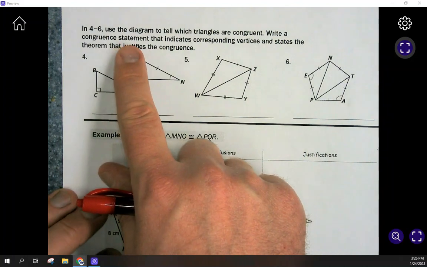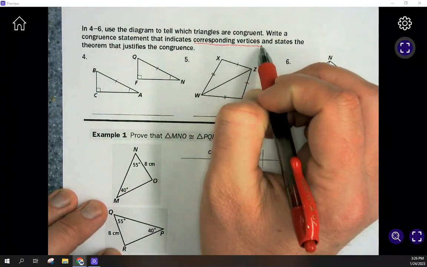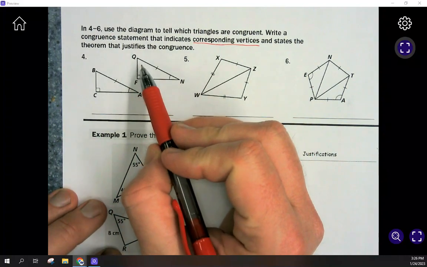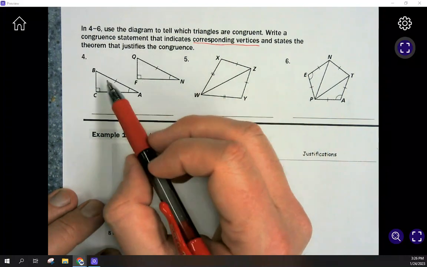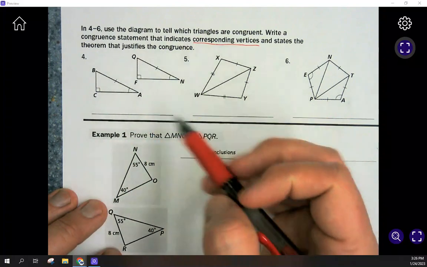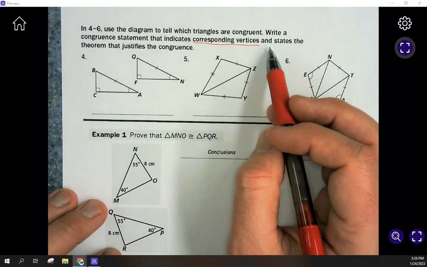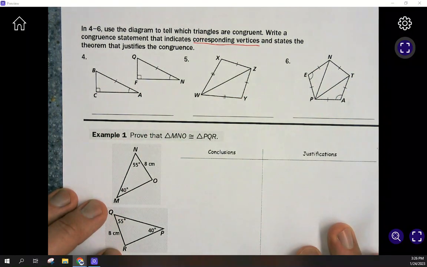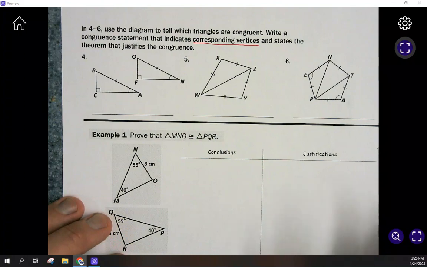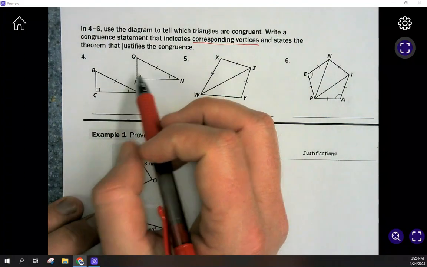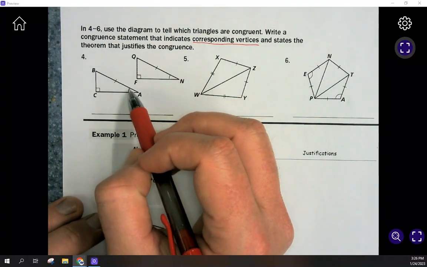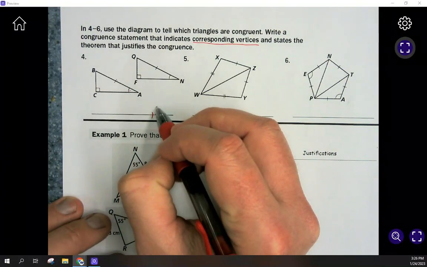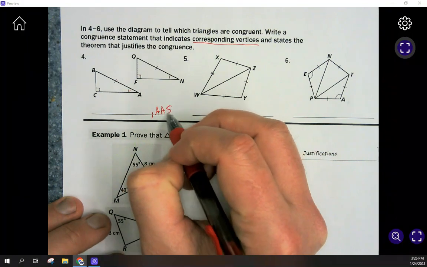We're going to write a congruence statement that indicates the corresponding vertices, just meaning when I write, for instance, BCA is congruent to this one, I need to make sure that I put these in the right order so that corresponding parts match up, just like we did in the proof on the last page. And then I'm also going to state the theorem that justifies it. That's your SSS, SAS, all that stuff. Okay, so clearly these two equal each other. I have angle matching angle, angle matching angle, side, angle, side is a good one. So that's part 2 over here. This is angle, angle, side.